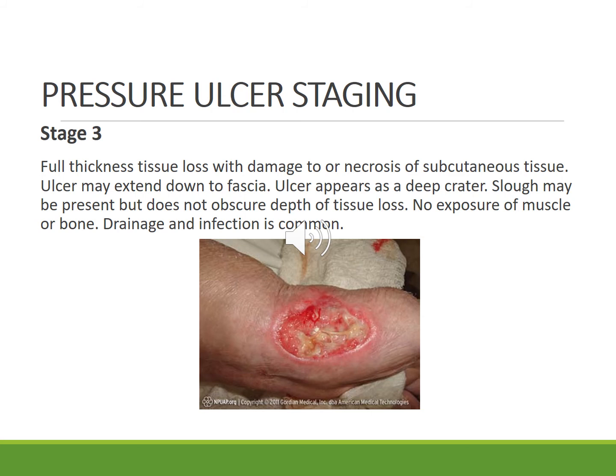Our third stage is where we start to see the full thickness tissue loss with damage or necrosis of the subcutaneous tissue. So it's getting much deeper. The ulcer may extend down to the fascia. The ulcer appears as a deep crater. Slough may be present, but does not obscure the depth of the tissue loss. This is the stage before the fourth stage. We're not seeing any exposure of muscle or bone yet, but usually there's drainage and infection is very common with these type of wounds.